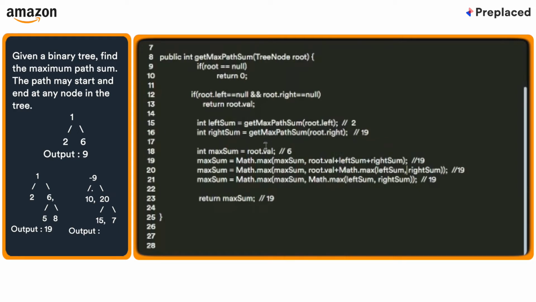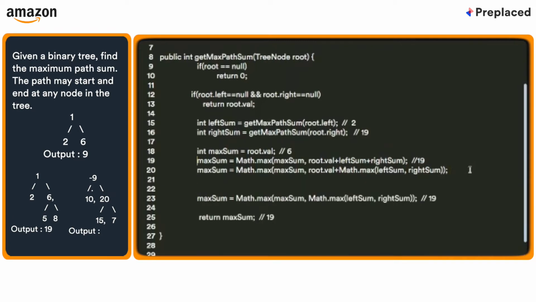because when I propagate the path up, I have to propagate only one side. I can't propagate both sides. So either this root plus this maximum is fine, which is applicable only for this level. But when I return something, that return can't be root plus left plus right. That is good only for this node.